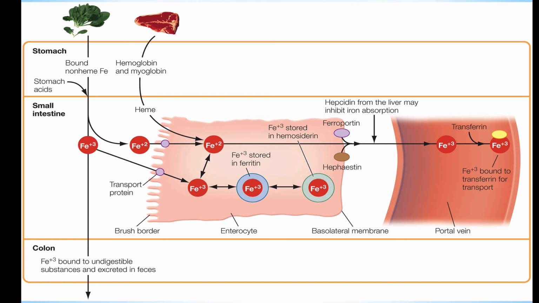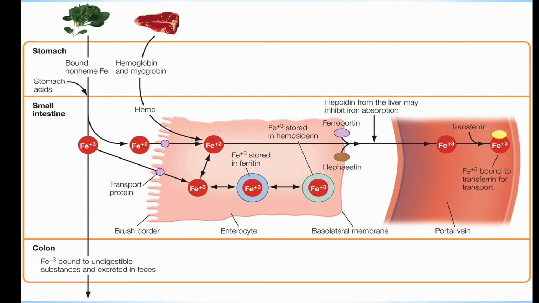So plant iron is not all absorbed. Some of it is going to make it into the small intestine with the help of a transport protein, but some of it is going to be excreted out as part of the feces. The iron that you absorb from meat is different. This is the heme iron, and the heme iron goes right from your stomach into the small intestine and crosses right over into the enterocyte. Okay, it does not require a transport protein.